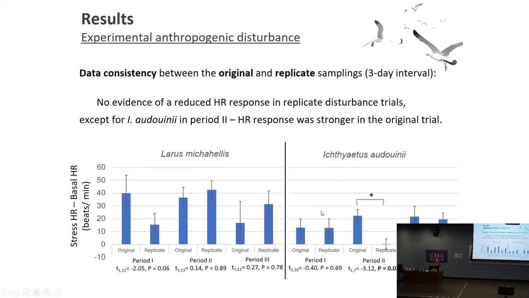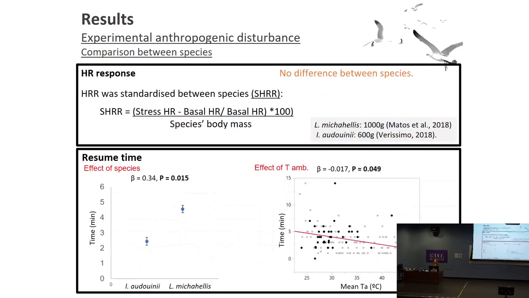We also looked at data consistency between original and replicate samplings separated by 3 days, first and second samplings, and we found no difference, no evidence of a reduced heart rate response, so stress heart rate minus basal heart rate, between the first sampling and the second sampling, with the only exception of the Audouin's gull in the middle of the day, in which in the second sampling, well, almost there was no difference between basal and stress heart rate.